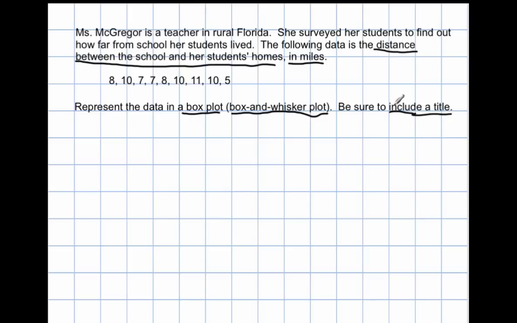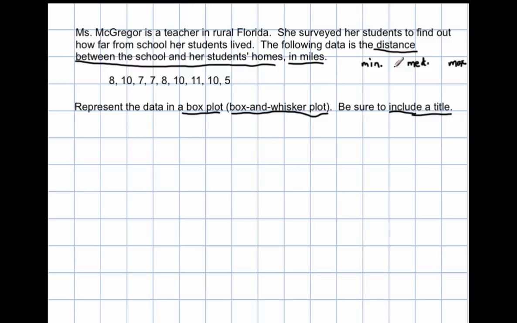A box and whisker plot is basically a 5-number summary. It's a way of summarizing the entire data set with 5 numbers. Those 5 numbers include the minimum, which is the smallest number in the data set, the maximum, which is the largest number in the data set, and the median, which is the middle value in an ordered data set.